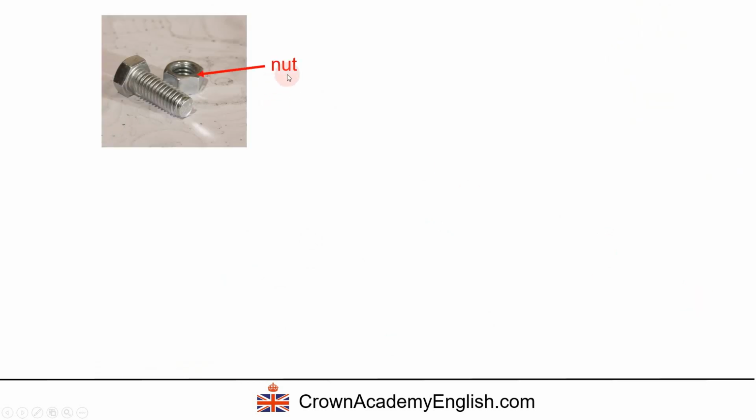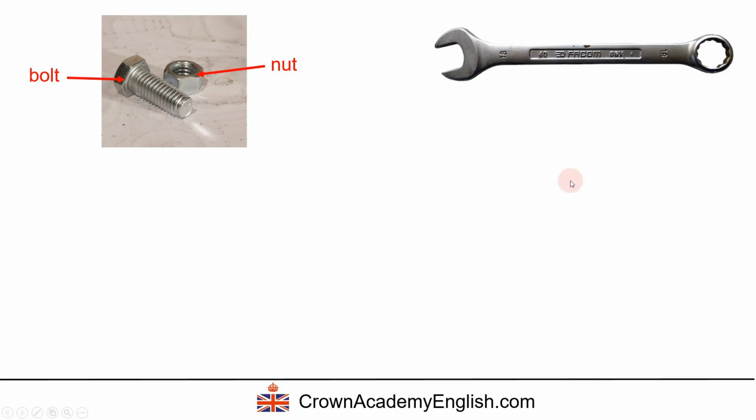This is called a nut, and this is a bolt. So we say a nut and bolt. And this is the tool that we use with these nuts and bolts. There are two words for this. There is a British English word and an American English word. The British English word is spanner.